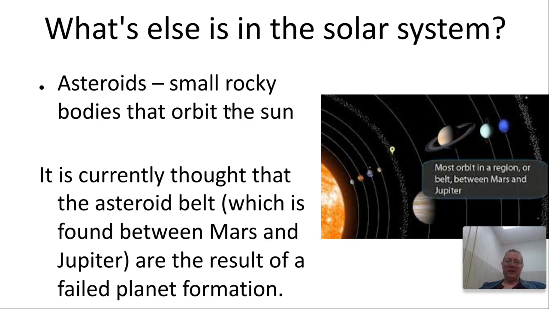What else besides the planets and the sun? We have asteroids. These are small rocky bodies that orbit the sun. We have the asteroid belt, which is between Mars and Jupiter, and they think that's a failed planet formation because the gravity of Jupiter was so strong that it stopped the planet from forming, but it wasn't strong enough for those small pieces to get sucked into where Jupiter is. So they got a permanent stuck place between Jupiter and Mars.